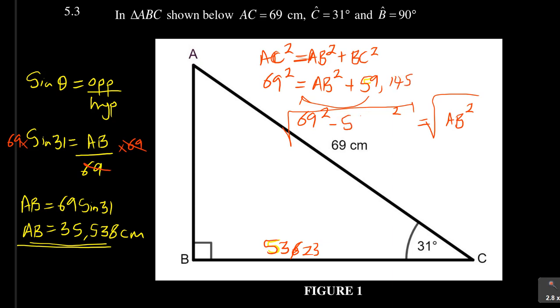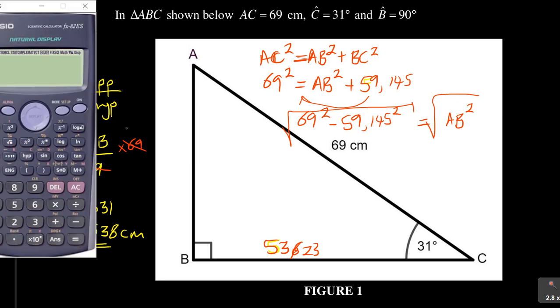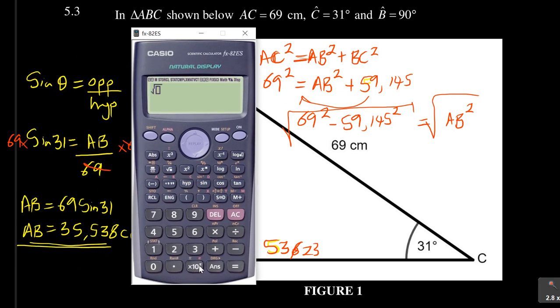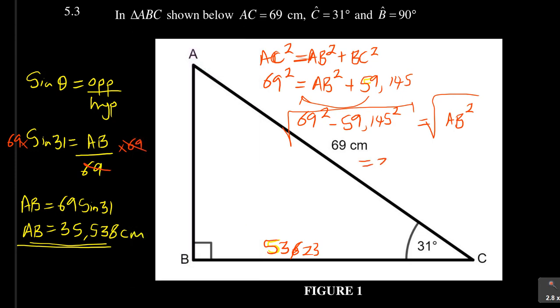Even here I'll have 59,145. Now let's try that with the calculator and see what it's giving us again. It's 69 squared minus 59,145 squared. If I do that, it's giving me now 35.5368. If you round it off to 3 decimal places, it will give me 35,537. Remember, I'm finding in this case my AB.